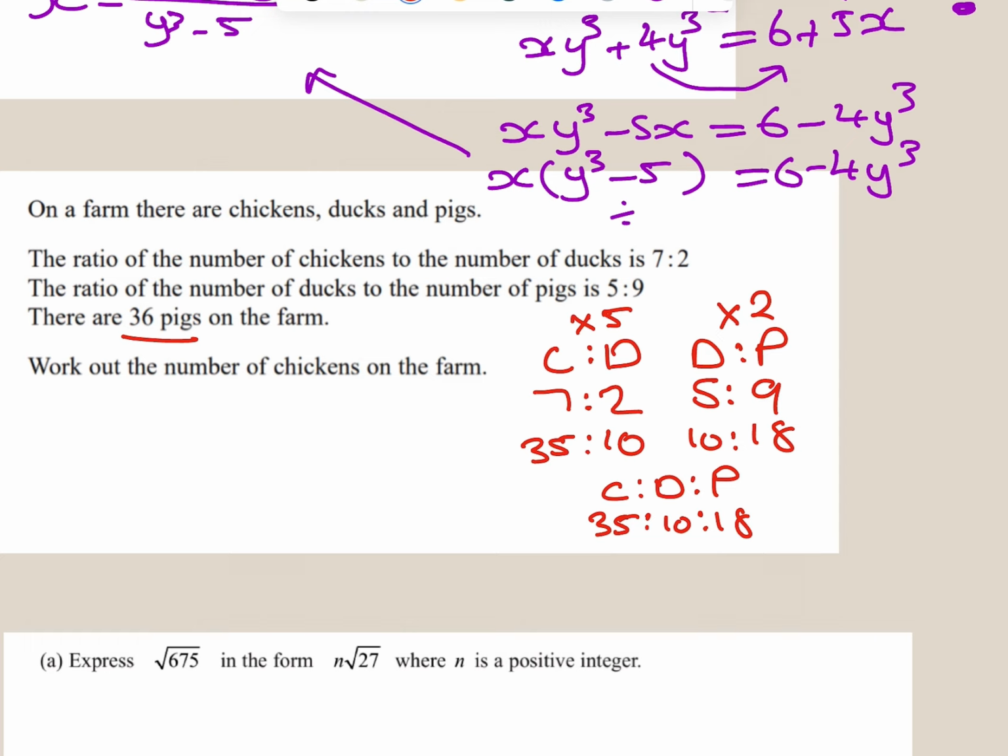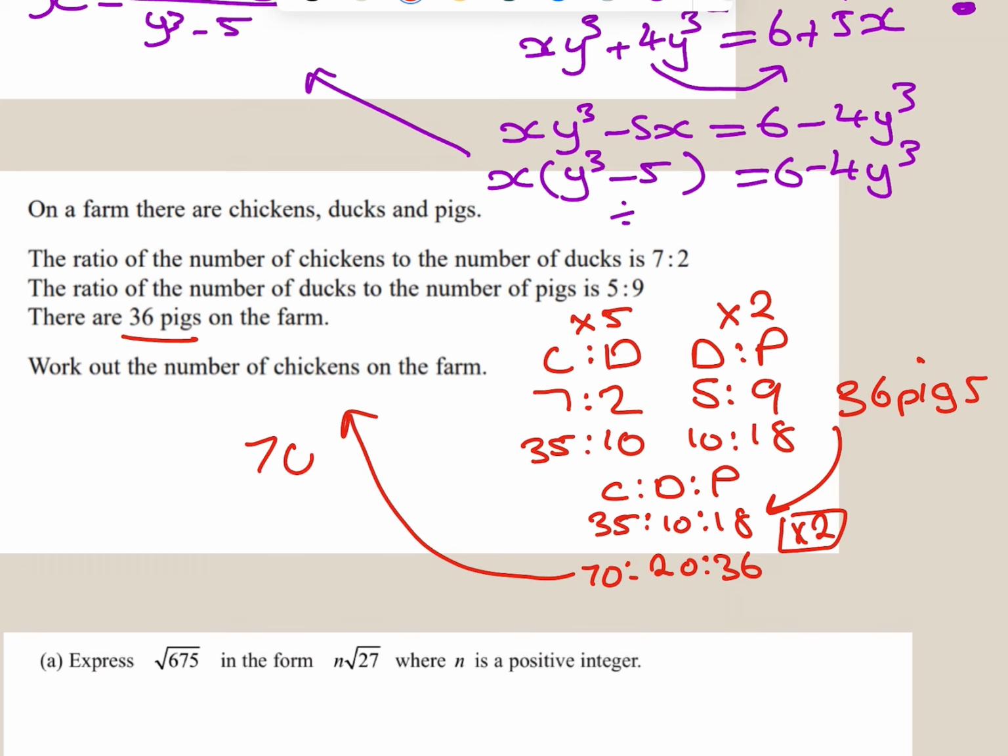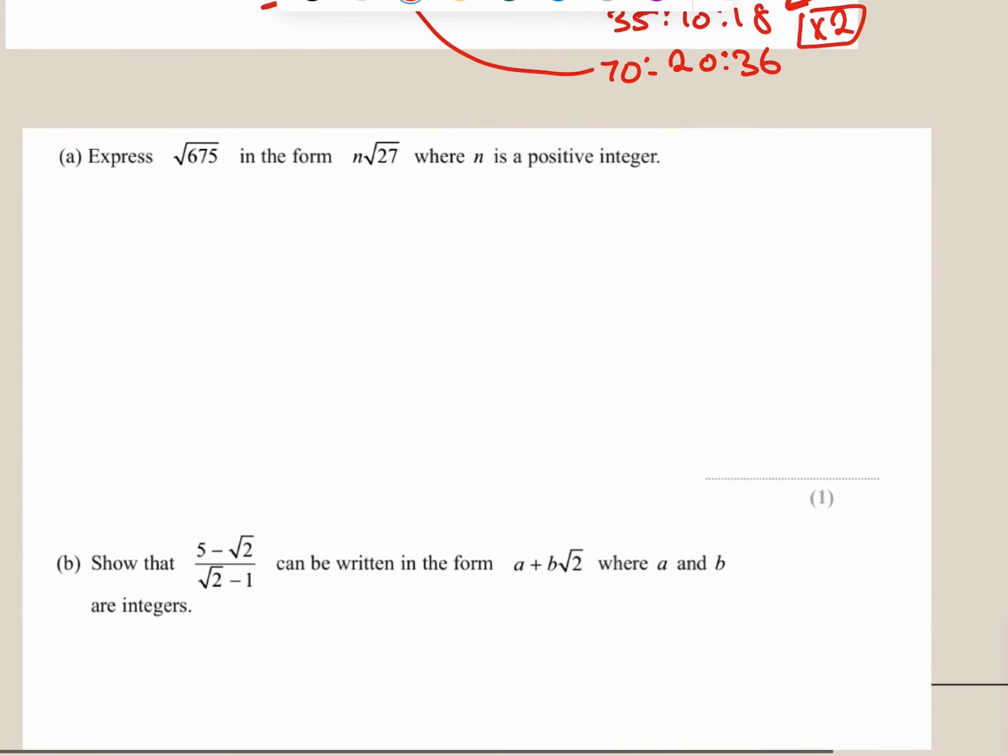So because we wrote it as one ratio, we know that this 18 here is going to represent the 36 pigs. Okay? So even though it says 18, that means one part of this ratio must be worth 2 animals. So if we wanted to, we could just multiply the whole ratio by 2 and write it as 70 to 20 to 36. The question wants to know how many chickens are on the farm. Well, now we can say there are 70 chickens. So we just write it as a similar ratio. Basically the opposite of simplifying.